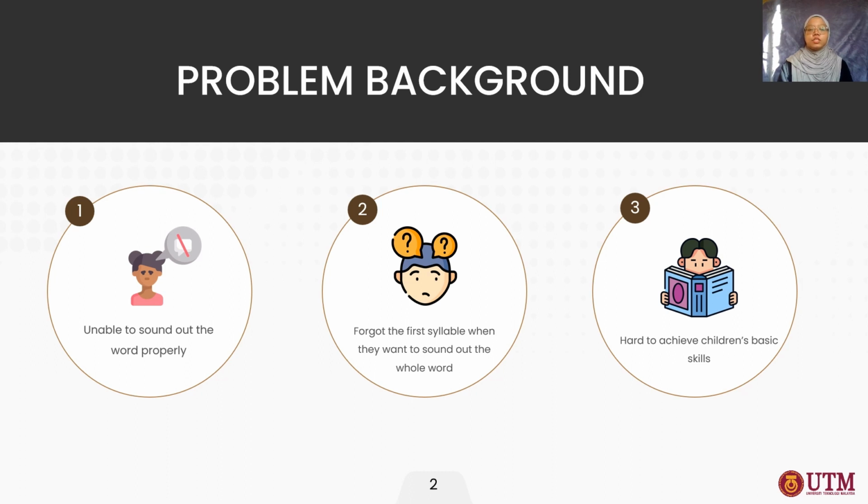alphabet and pronounce single syllable. However, when syllable were combined in the form of consonant vowel and consonant vowel to create new words, some children encountered difficulties in correctly sounding out the word. They often forgot the first syllable when attempting to pronounce the entire word. This inability to pronounce consonant vowel and consonant vowel syllable hindered their progress in achieving their basic reading skill.